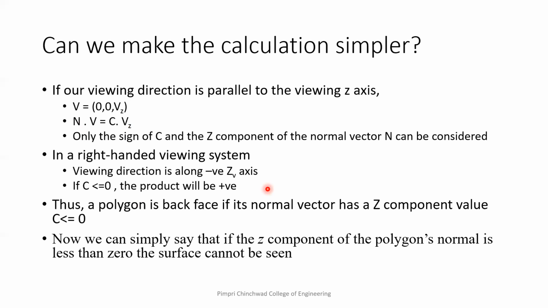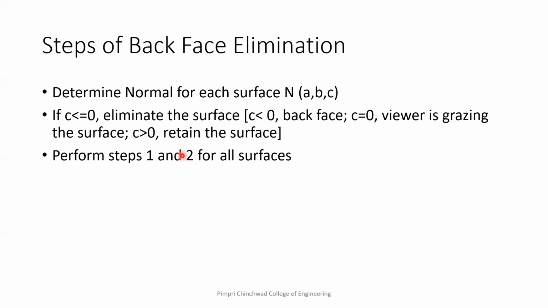In case of a left-handed viewing system, the condition will be the exact opposite. So what are the steps of back face elimination? Determine the normal n for each surface with the parameters A, B, C. If c is less than or equal to 0, eliminate that surface, because c less than 0 means it is a back face, and c equals 0 means the viewer is grazing the surface, meaning the surface is along the line of sight. So we can remove that as well. And if it is greater than 0, then we have to retain that surface. So we have to perform steps 1 and 2 for all the surfaces.